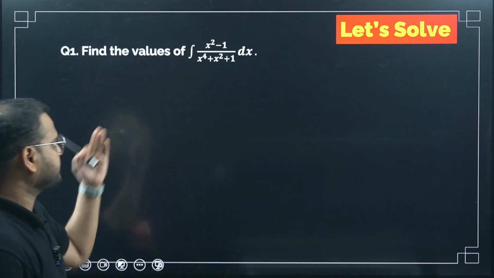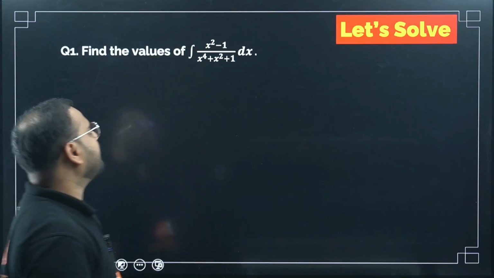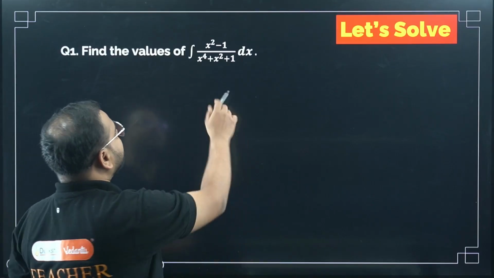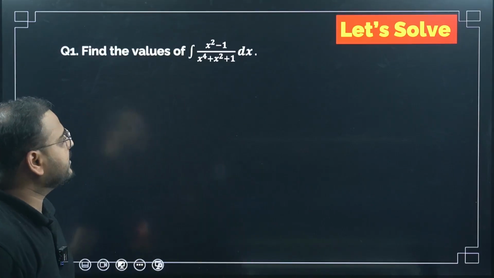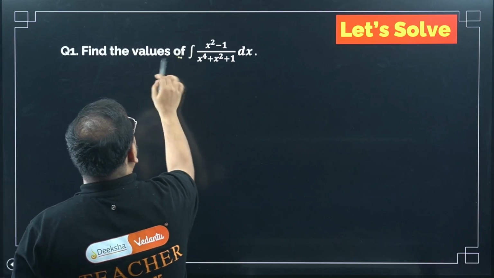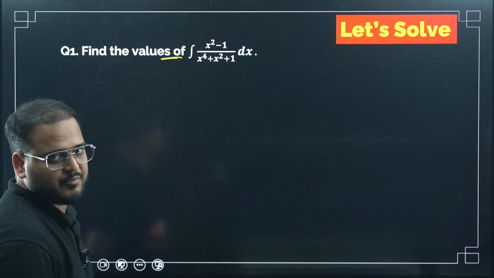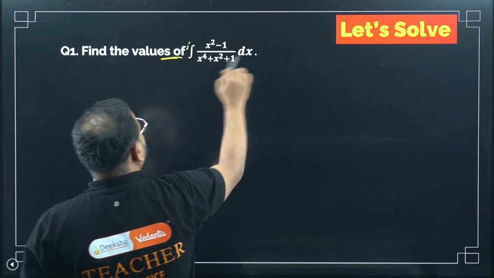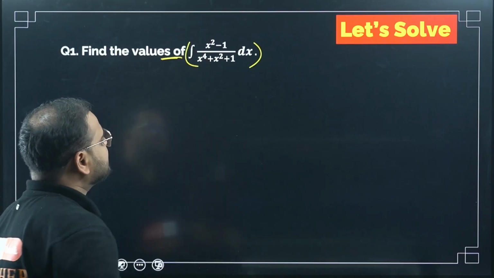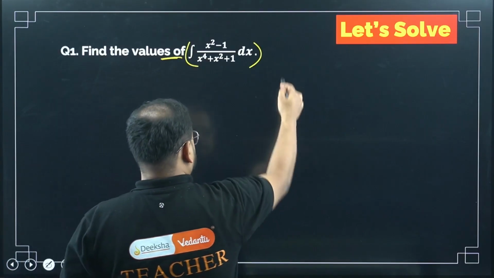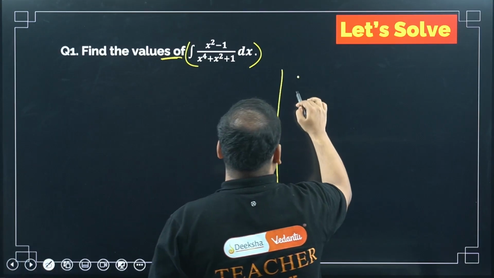Now find the value of the integral of x square minus 1 dx. We have to integrate this. That's what they are asking us, what is the result of this. Let's see what we can do about it. So my integrand I looks like this. Please check.